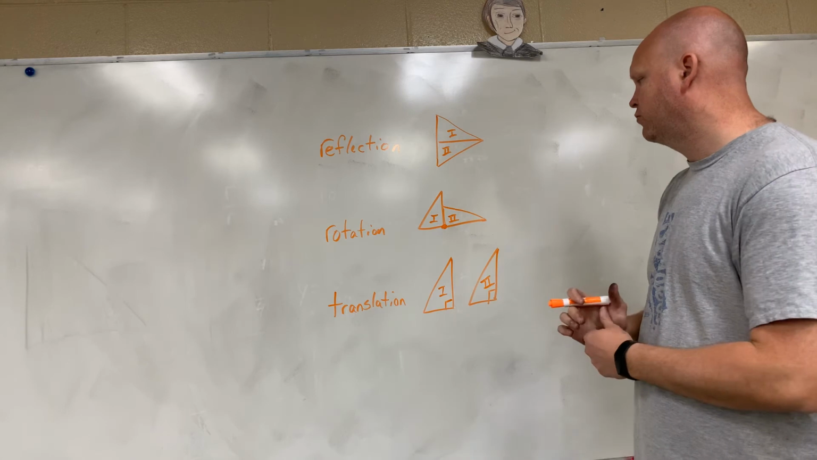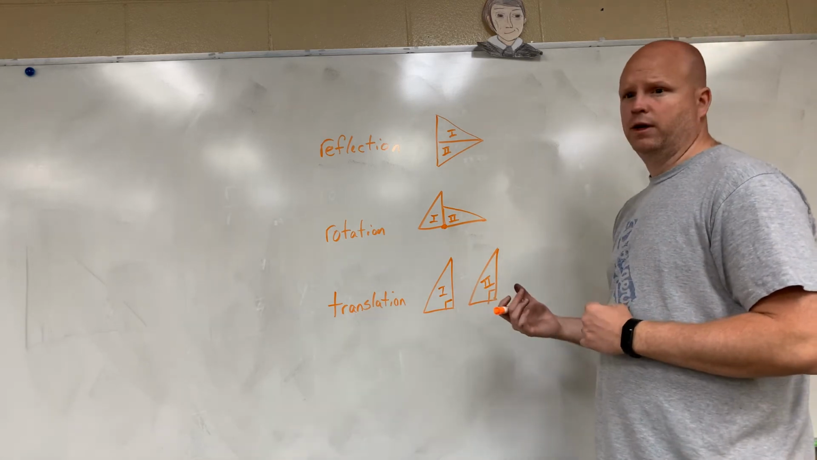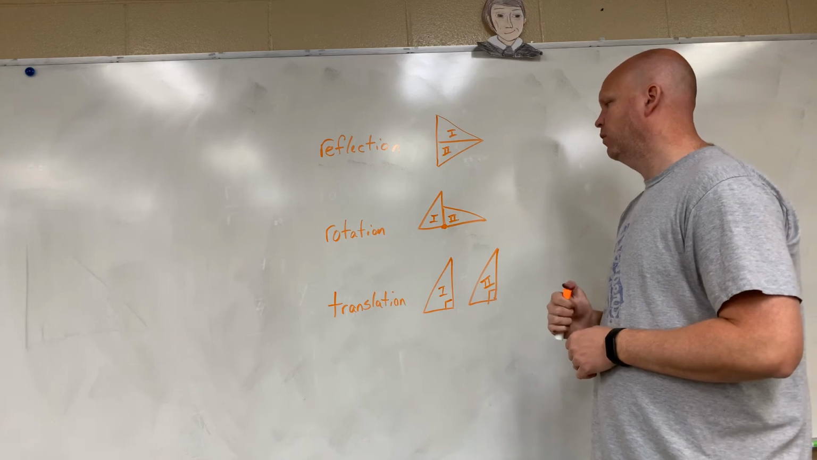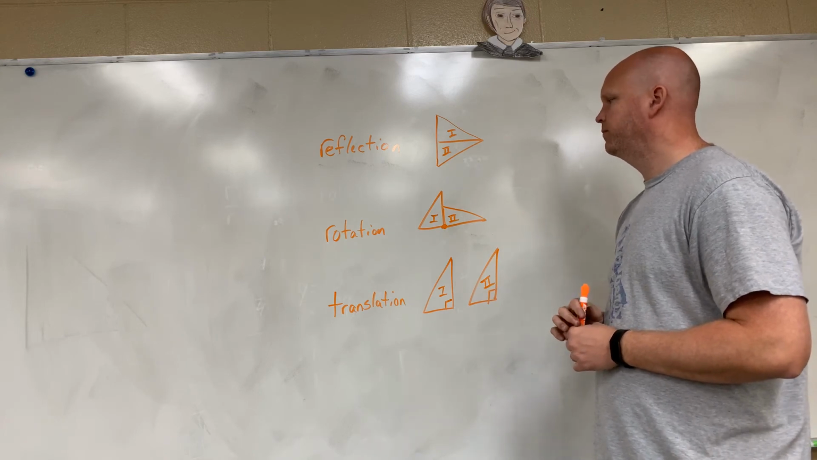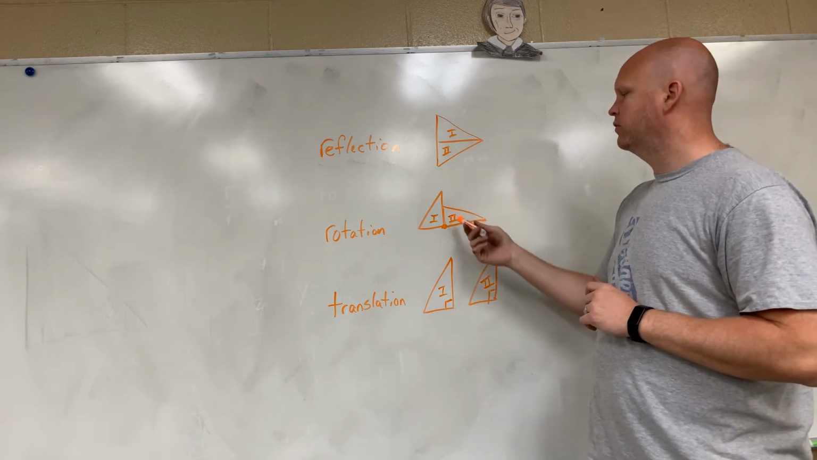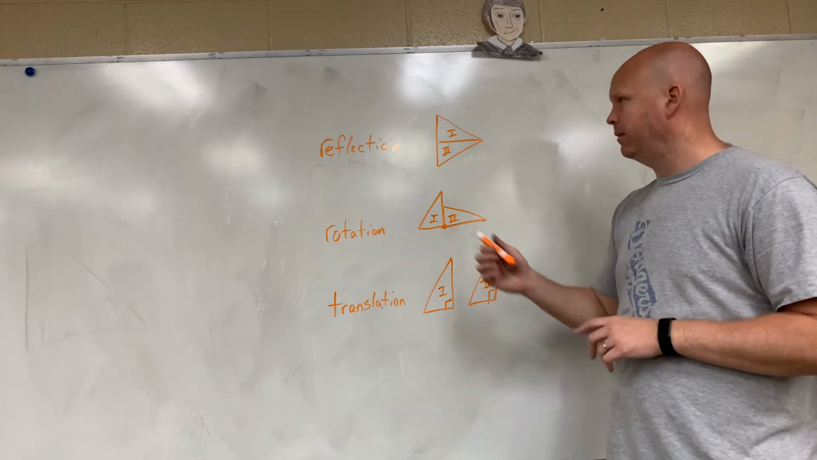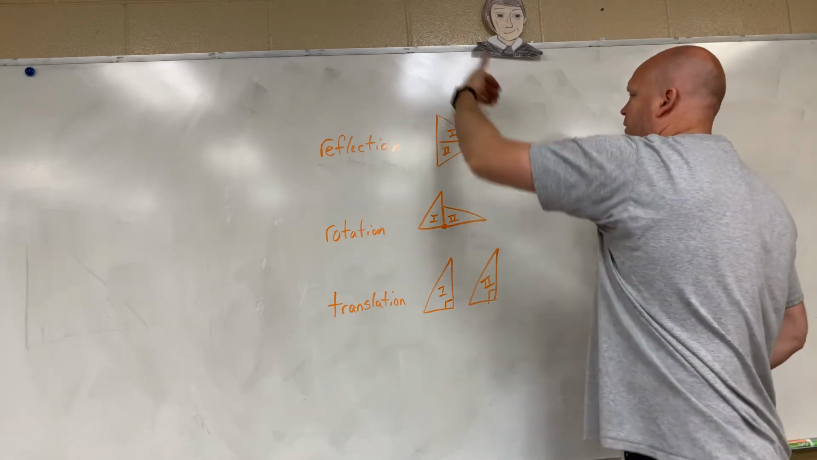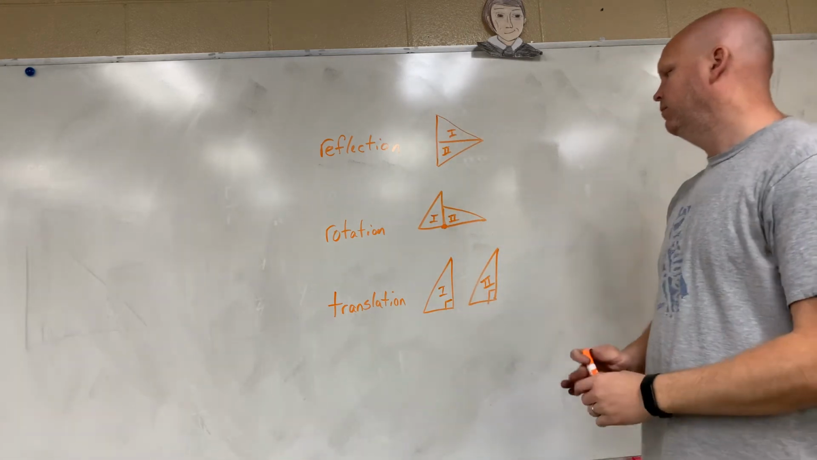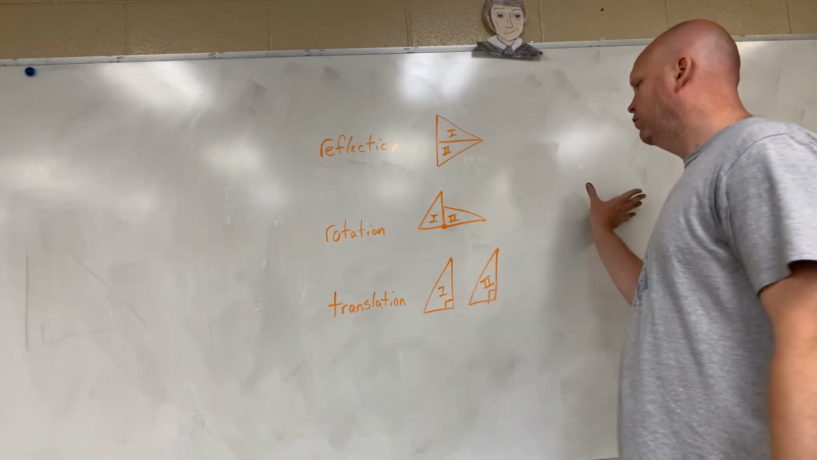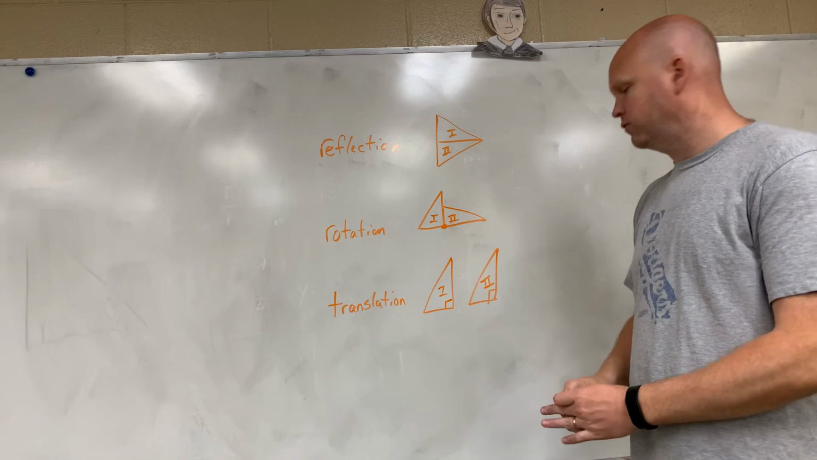Sometimes you can have a translation and a reflection because they moved it as well as reflected it. So when they ask you to identify, make sure you're listing all the things that it could possibly be. It may not just be a reflection. They may have reflected it and then moved it. So you can have more than one thing. I can turn it and then move it, and it will be a rotation and a translation.